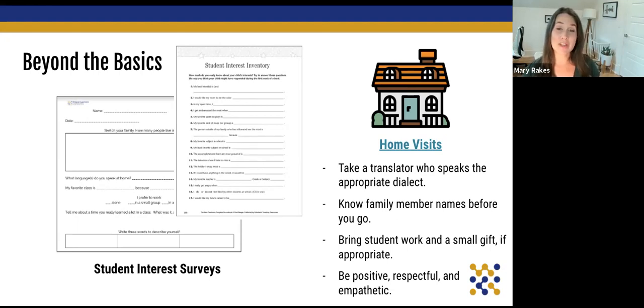It's also valuable and helpful to bring student work and a small gift if that's appropriate, just something to show that you're on their side, something really positive. This visit is meant to be positive, respectful, and empathetic. You are not there to oversee their home or to check in on what the situation is like. You're there to build a bridge between the school and the student's home life.